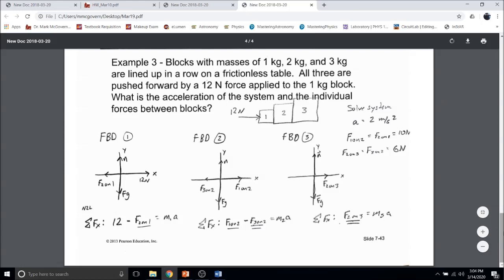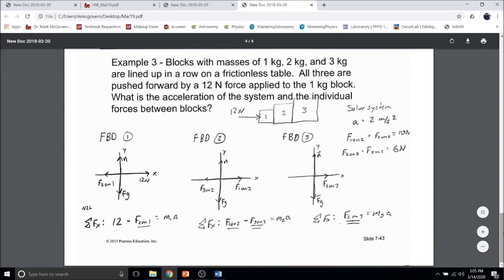Really what you're looking at here is what's going on in the x direction. For completeness, I've included the normal forces and gravity in the y direction, but F net equals 0 for those directions. For block 1, we have the 12 Newton force pushing to the right, and block 2 pushes back on block 1. You want to draw the 12 Newton vector larger because this system is accelerating. Writing out Newton's second law, as you can see at the bottom, 12 newtons minus F2 on 1 equals the mass of block 1 times its acceleration.